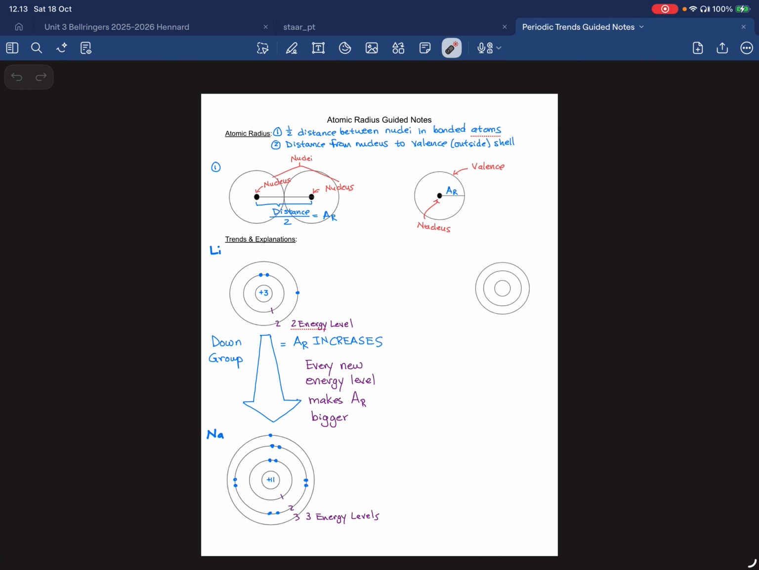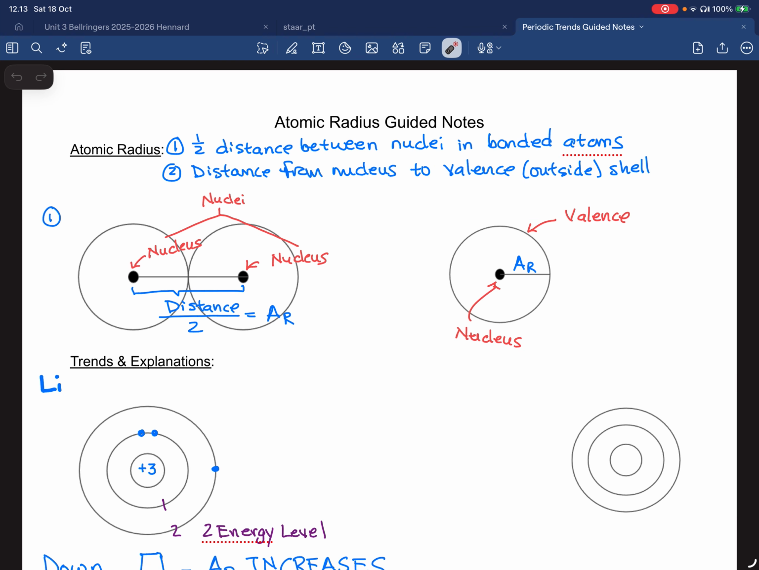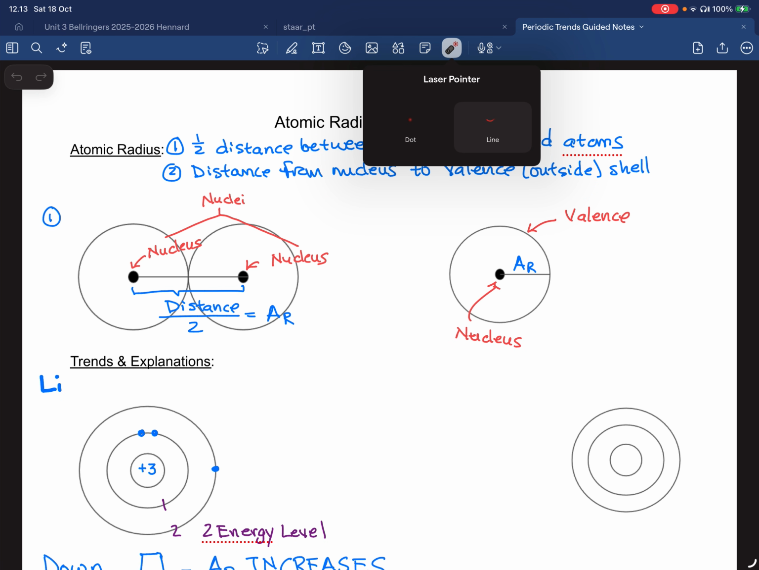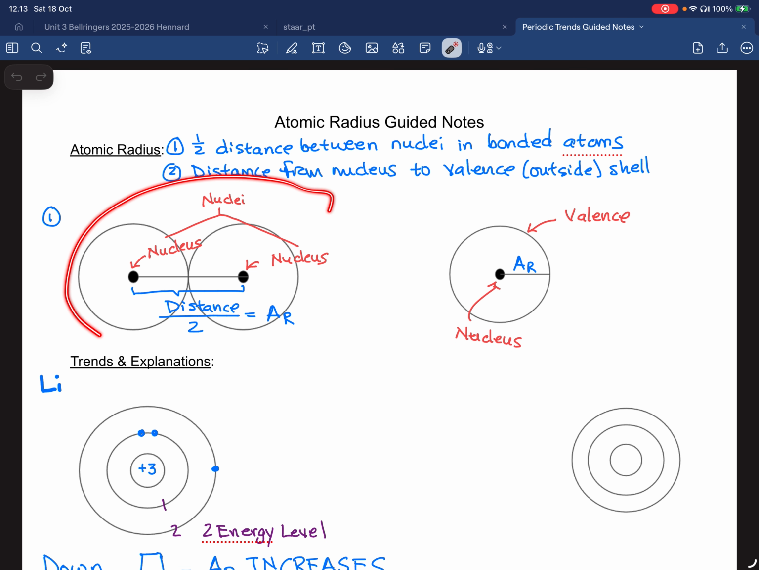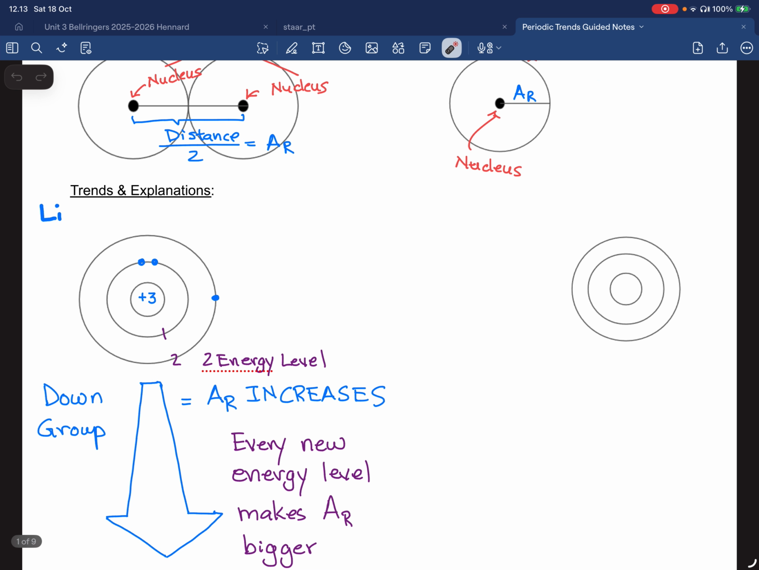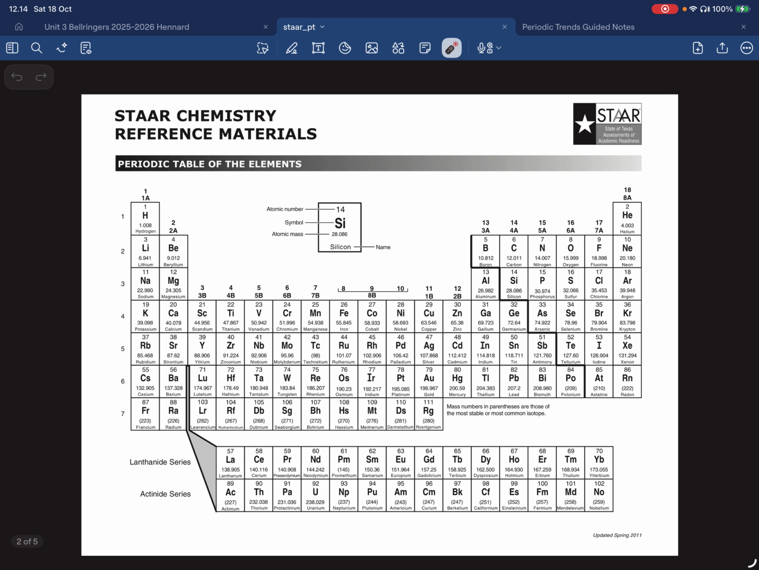All right, ladies and gentlemen, so it's back to atomic radius, which we had done before, but we had done down the group. As you recall, the atomic radius is basically half of the distance between two nuclei of atoms that are bonded together, or from the nucleus to the outside of the valence shell for a single atom. Now, before we had lithium, so we were sticking with period 2.